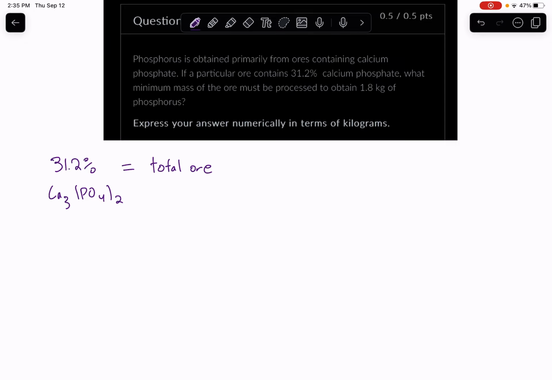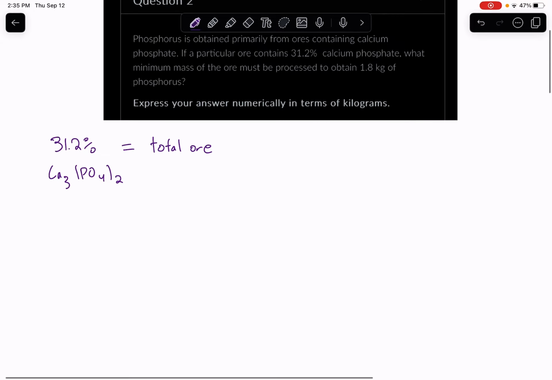So 31.2% is that. And what we're trying to find is the minimum mass for the ore to have at least 1.8 kilograms of phosphorus. Now, what we see is this 31.2% right here. It's proportionate to this specific kind of ore. So no matter how much of the total ore we have, it's still always 31.2% of it.